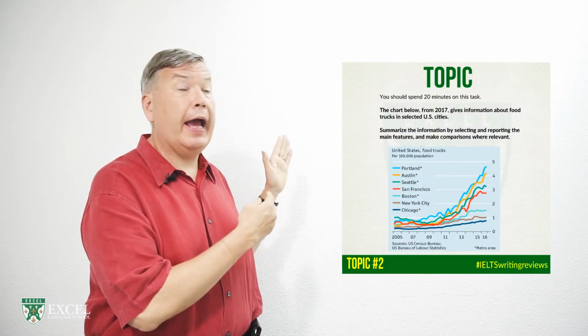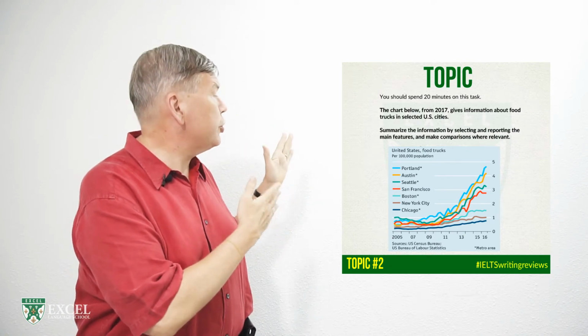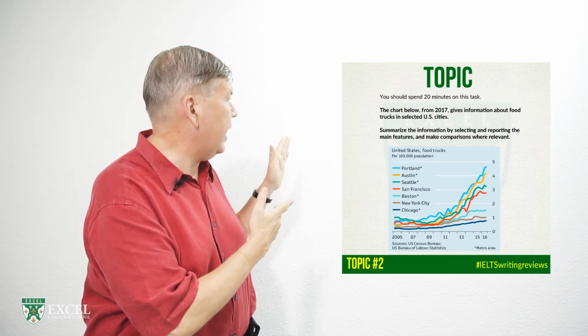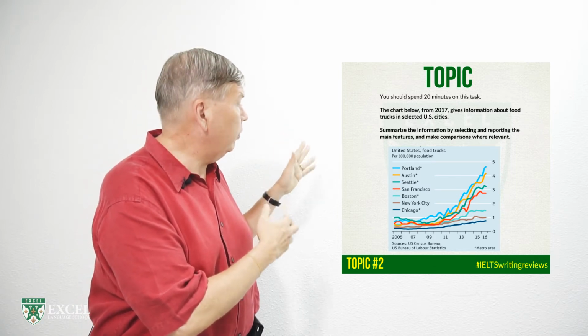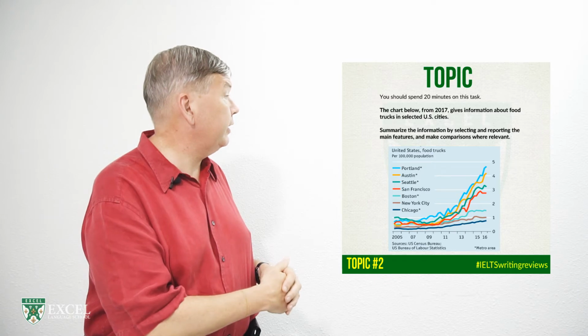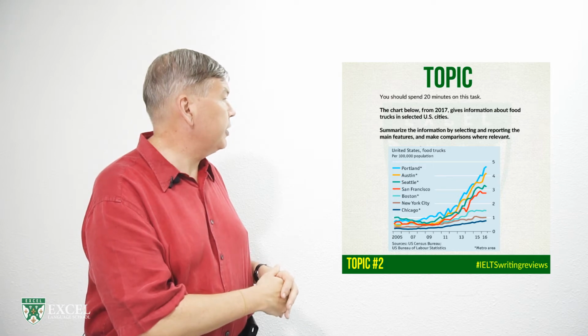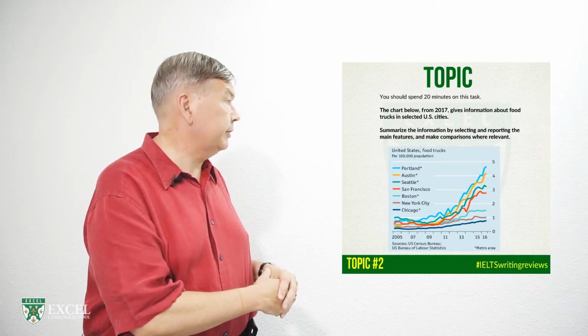Now, as I told you before, I write my own questions, and I use charts and graphs that I find on the internet, often on a website for a news magazine. And this is an example that I used in a recent class, right? And so this is the chart, and then the question says, you should spend 20 minutes on this task. The chart below from 2017 gives information about food trucks in selected US cities. Summarize the information by selecting and reporting the main features and make comparisons where relevant.